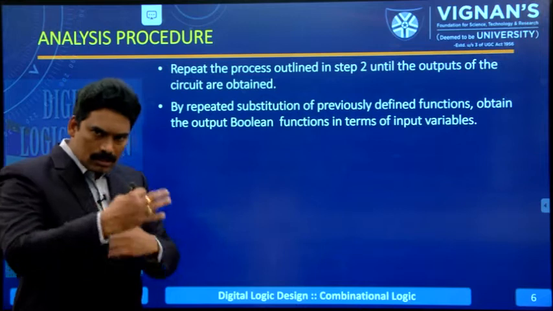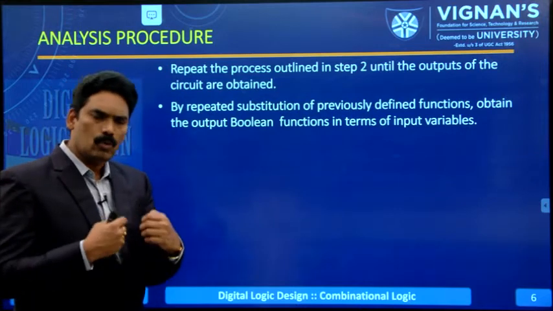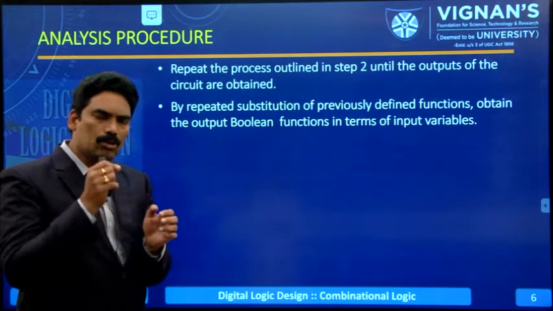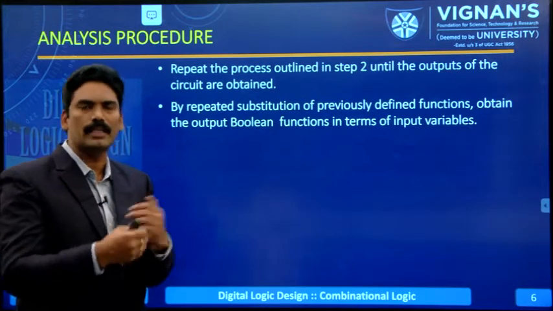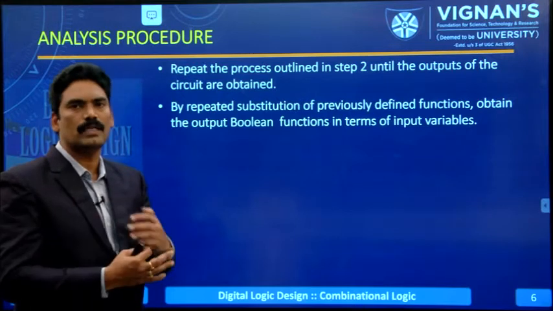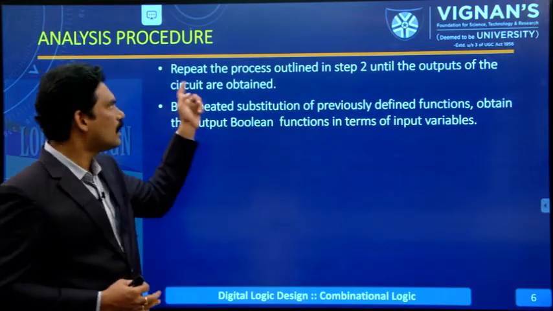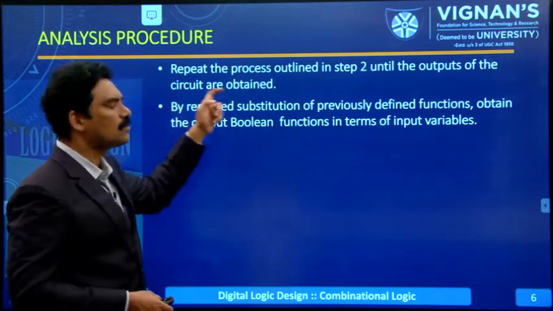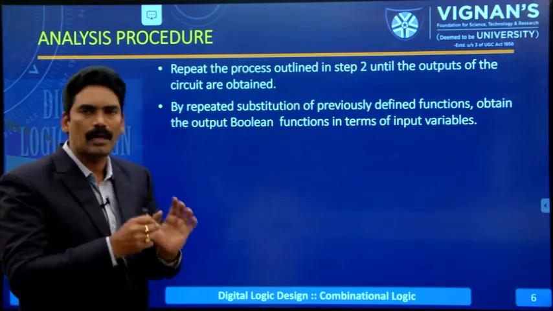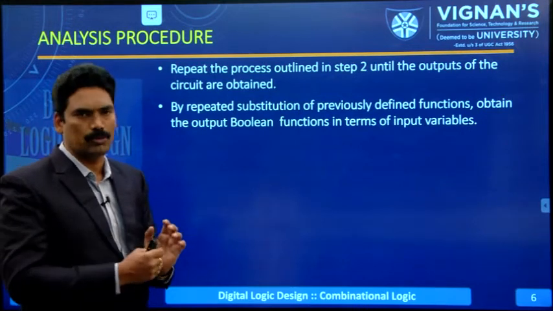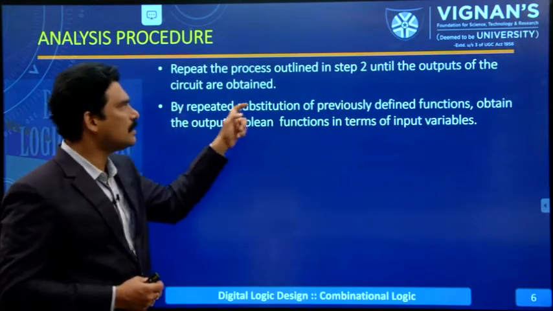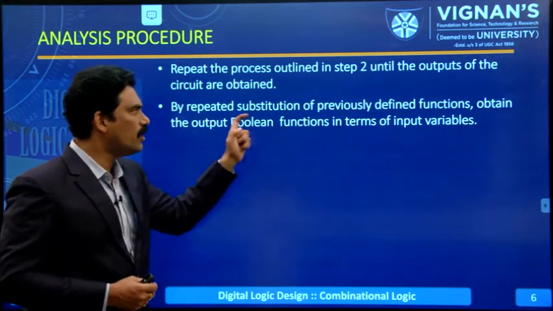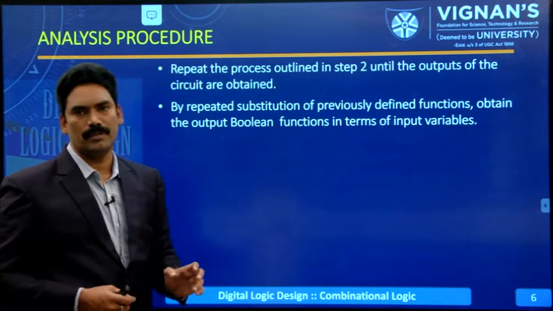We have to complete all the gates and find the output variables for all the gates. So repeat the process outlined in step 2 until the outputs of the circuit are obtained. We have to determine all outputs, and by repeated substitution of previously defined functions, obtain the output Boolean functions in terms of input variables.